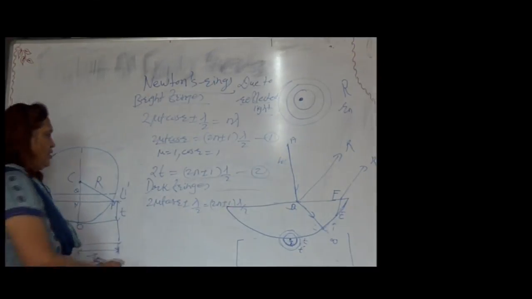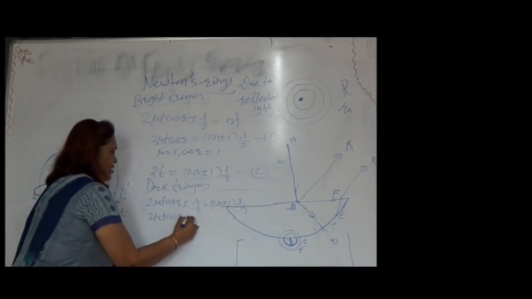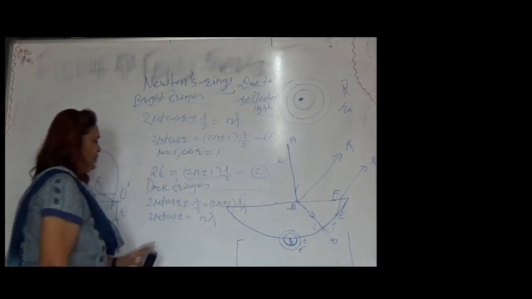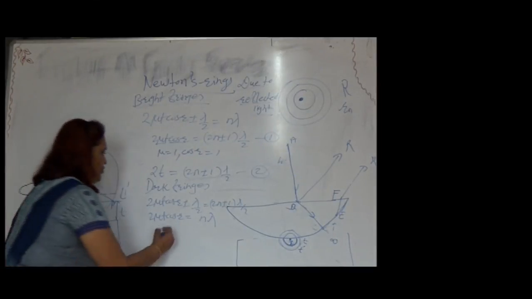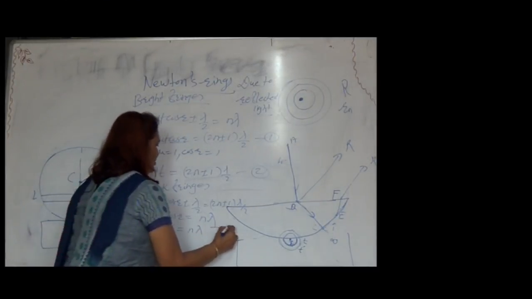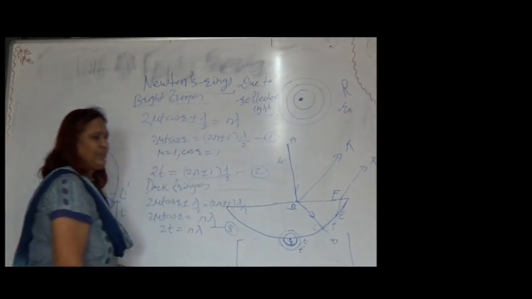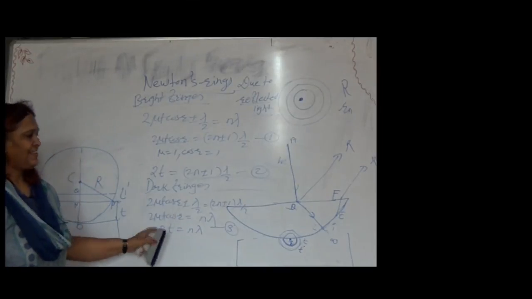Now we will get 2 mu t cos r is equal to n lambda. Again here cos r and mu values are nothing but 1. So we will get 2t is equal to n lambda, and let us denote this as equation number 3. Now our aim is to calculate the value of the thickness t.